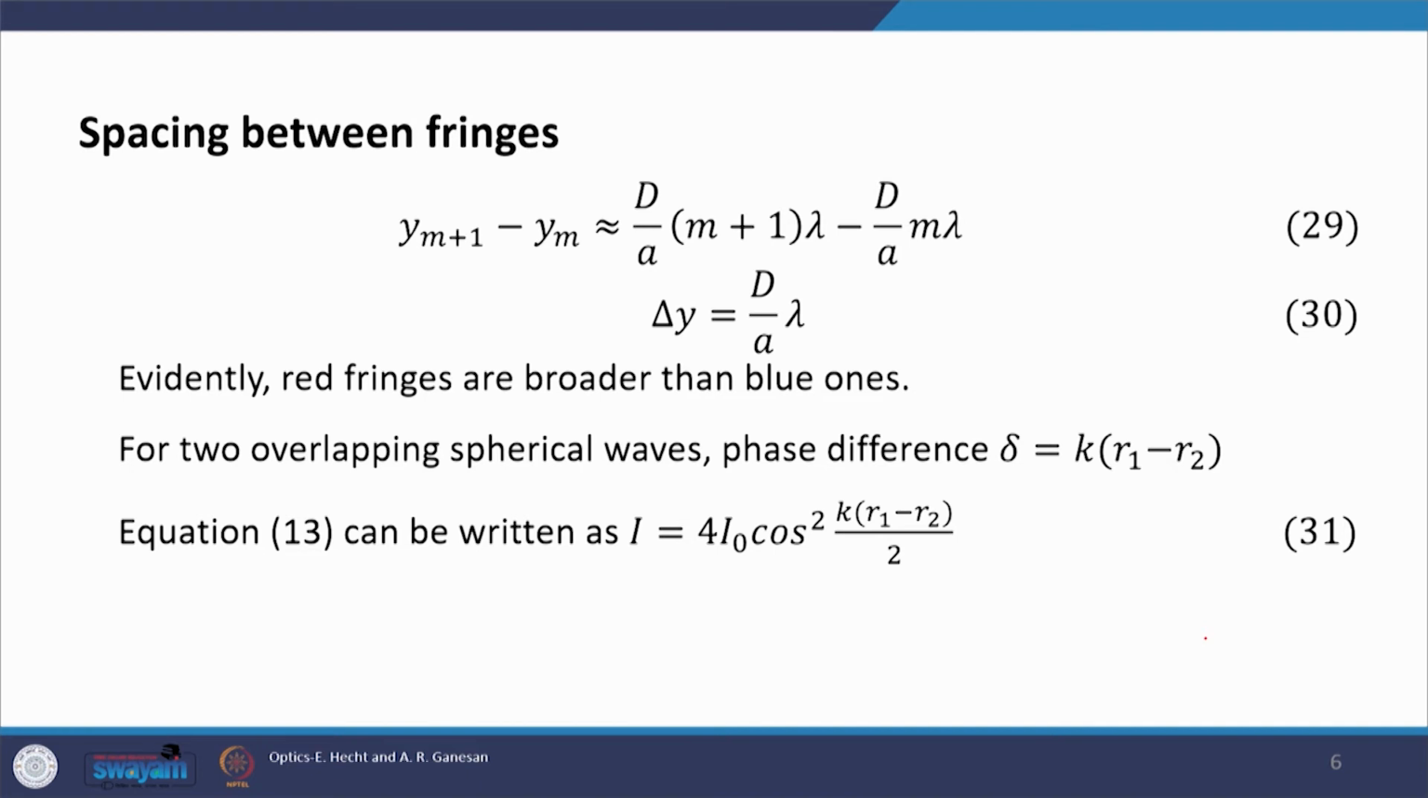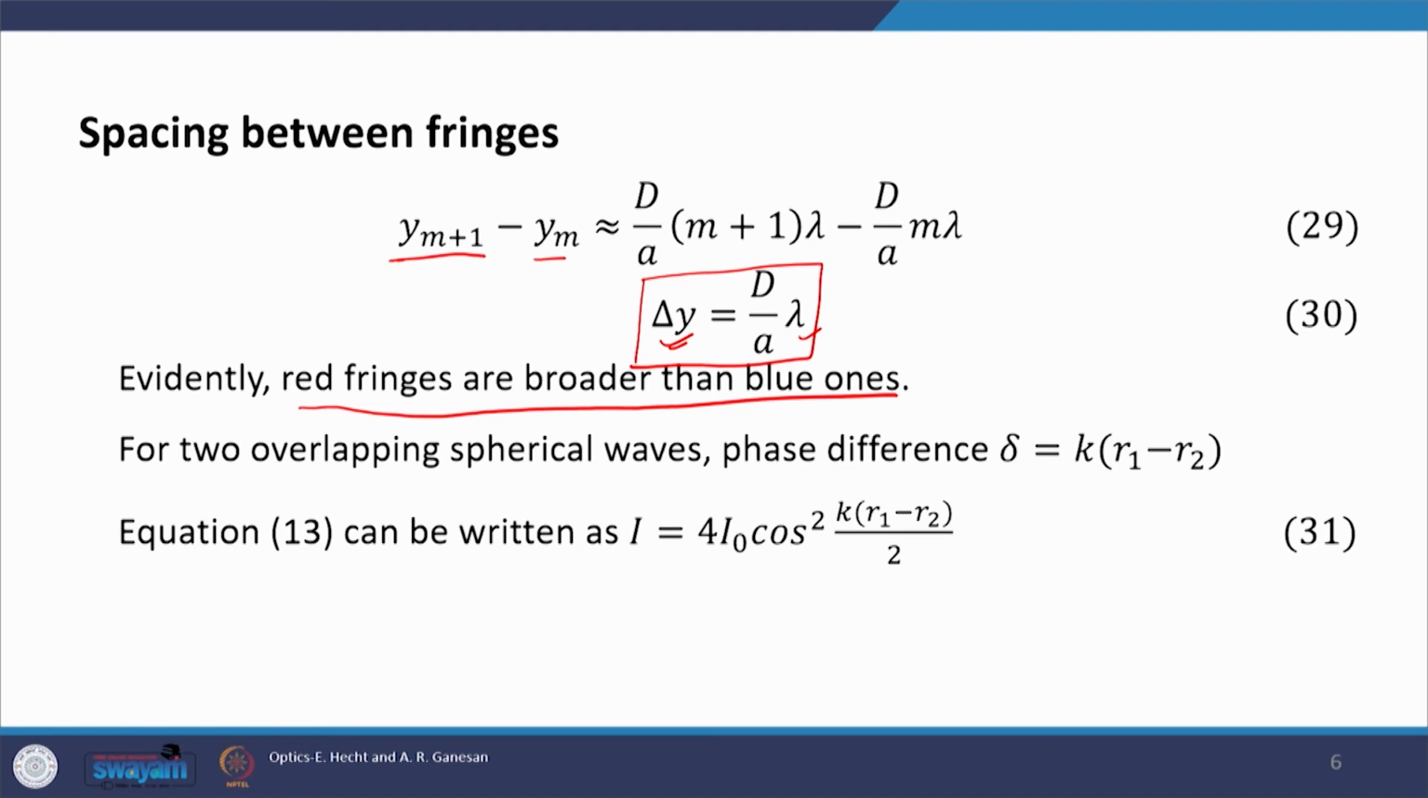Now, once the fringe positions are known, let us calculate the fringe width or spacing between the fringes. We know the expression for the mth fringe, and therefore, we also know the position of the m plus 1th fringe. Let us take the difference, and this will give us the width of the fringe or fringe spacing. We subtracted y m from y m plus 1, and this gives delta y, which is the fringe width, equal to capital D by small a into lambda. This fringe width is a function of wavelength. The larger the wavelength, the larger the fringe width, and this is why red fringes are broader than the blue ones.